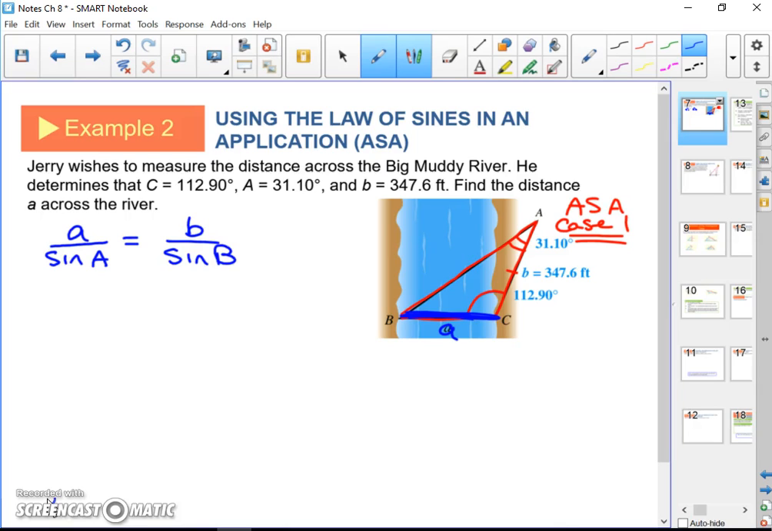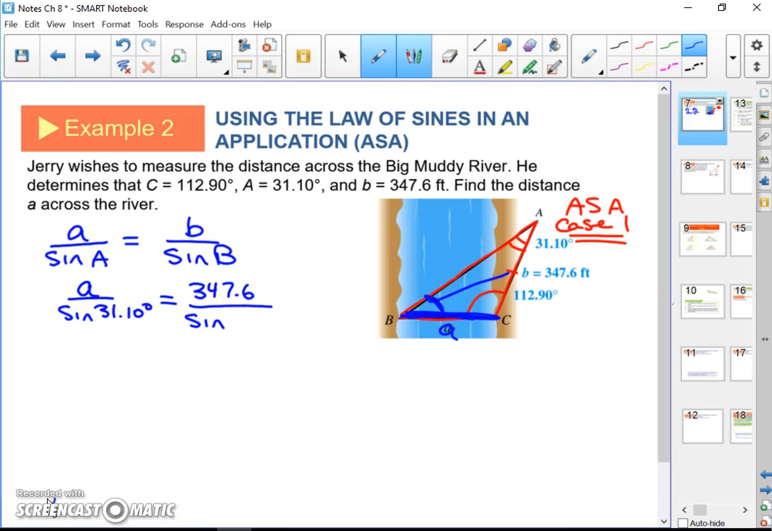Okay? Maybe you don't need to write that. Maybe you skip that step and go A over sine, and we know angle A is 31.10. That's going to equal, little b is 347.6 feet over sine of angle B. Angle B, we don't have angle B yet, do we? Angle B is over here, okay?